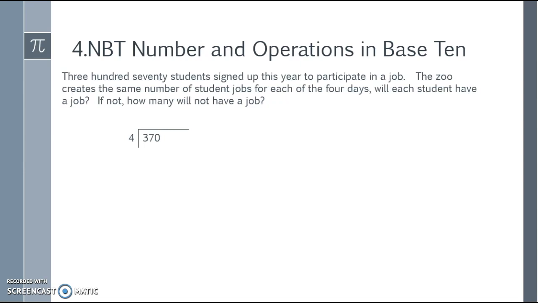370 students signed up this year to participate in a job. The zoo creates the same number of jobs for each of the 4 days. Will each student have a job? If not, how many will not have a job?